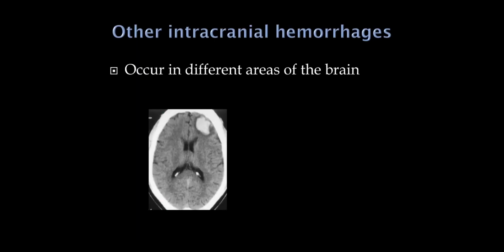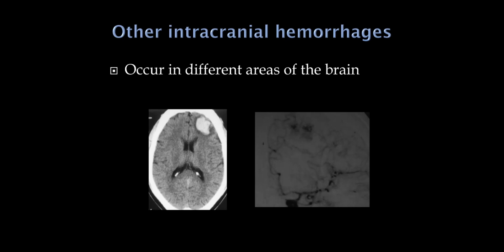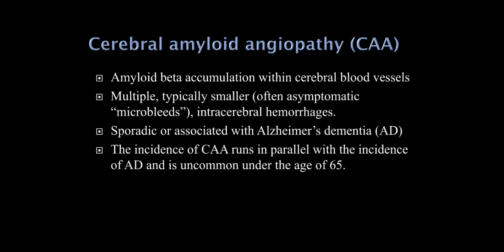Now, there are other hemorrhages. And so just as a clue, if you see a cortical hemorrhage like this, well, that's not a hypertensive hemorrhage. So you need to work that up and figure out what is the cause. It could be an arteriovenous malformation or something else. But if it's not in one of those four typical locations, you would always need to do an angiogram and other studies to figure it out. I'll just mention a couple here.